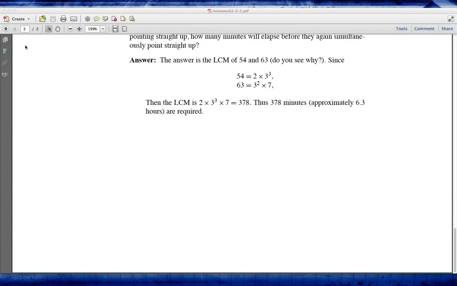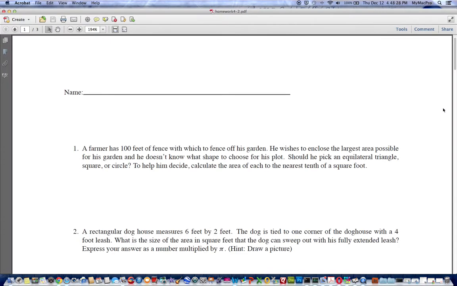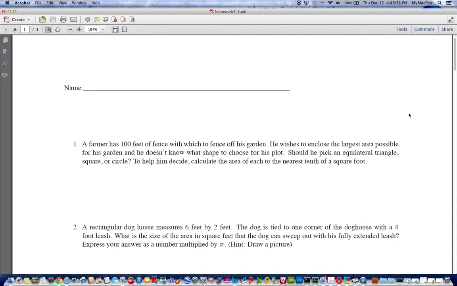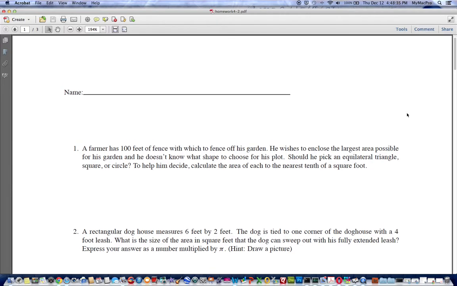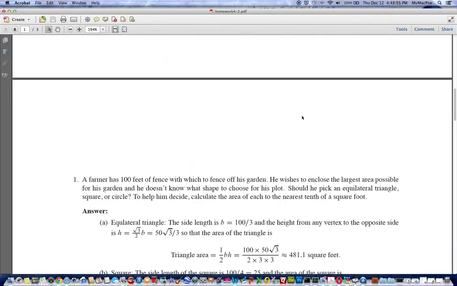Let me see if I can bring another set of questions for you guys. Okay, a farmer has 100 feet of fence with which to fence off his garden. He wishes to enclose the largest area possible for his garden, and he doesn't know what shape: triangle shape, equilateral triangle, square shape, or circle shape. So 100 feet fence, equilateral triangle, you have to divide by 3, right? So let's see how to solve the first one.